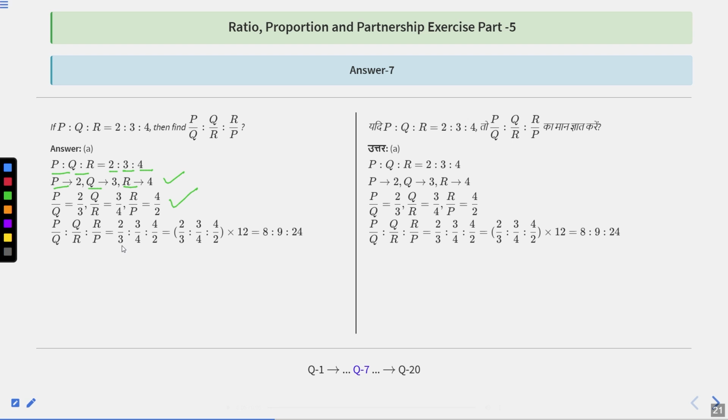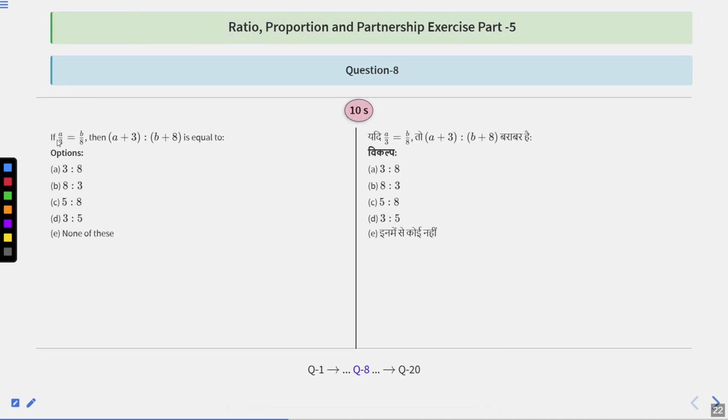When we solve it, we take the LCM of 3, 4, 2, which is 12, and multiply them because we need to find the ratio in integer form. So we get the ratio of P by Q, Q by R, R by P as 8:9:24. So A is the correct answer. Next one.